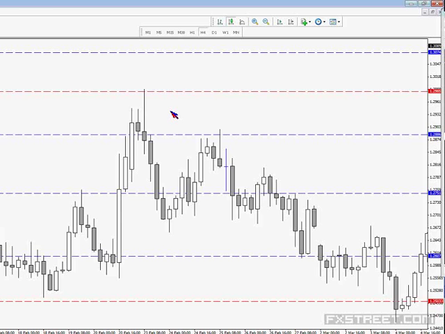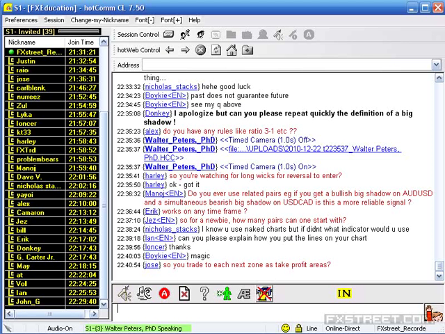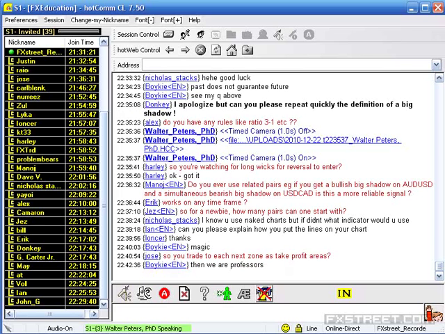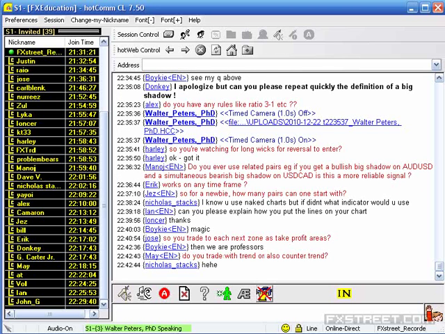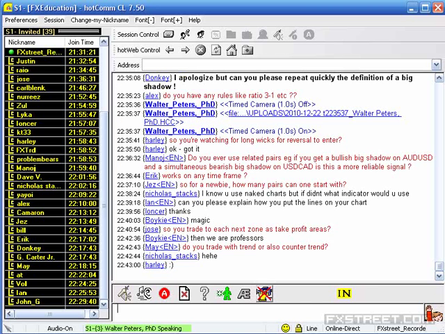Nicholas says, I know you use naked charts, but if you didn't, what indicator would you use? Nicholas, that is awesome. That is the coolest question. But yeah, Boyke says after 10,000 we're professors. Well, I suppose it depends on your definition of a professor. Some professors are better than others, I suppose. Nicholas, that is the best question. I know you use naked charts, but if you didn't, what indicator would you use? Oh, that is classic. I don't know, Nicholas. I suppose I have a soft spot for the MACD.